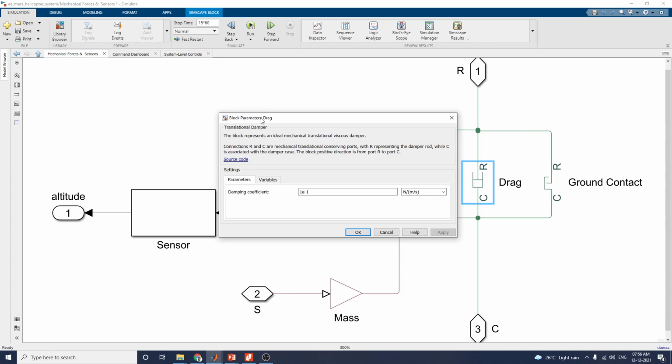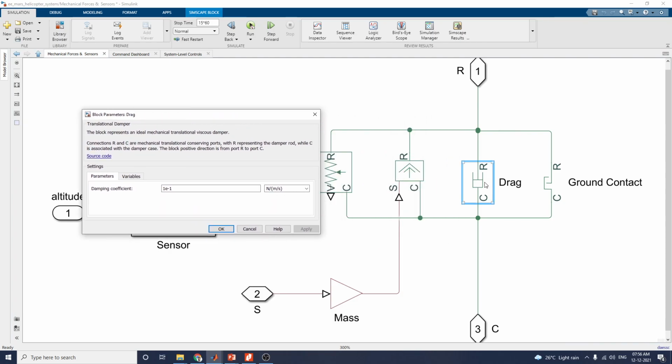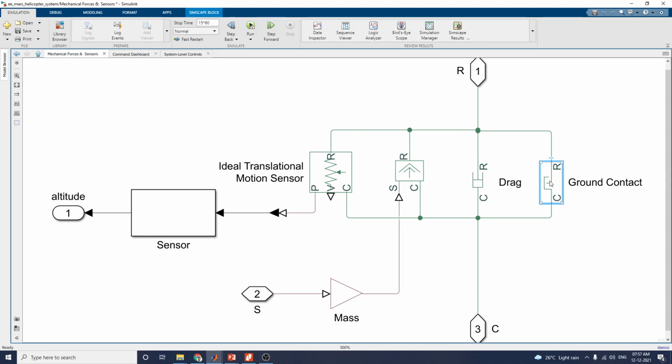This block also represents a mechanical translation viscous damper. It's a viscous damper. The connections R and C are mechanical translation conserving ports, with R representing the damper rod, while C is associated with the damper case. The block positive direction is from port R to C. It is a ground contact block.